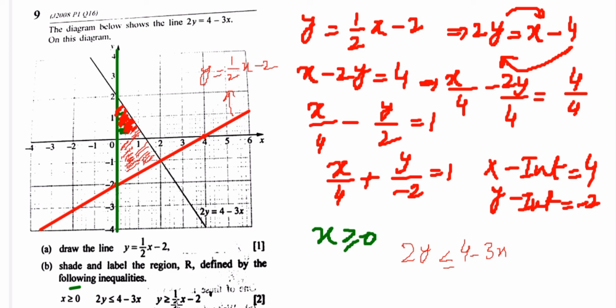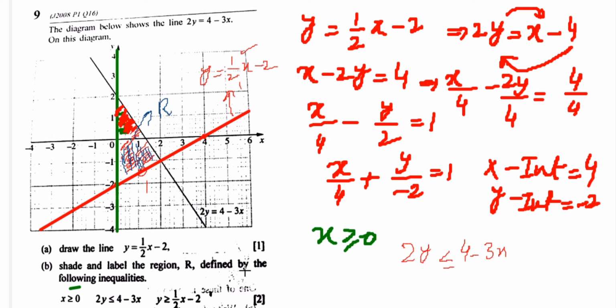The last one, y greater than half x minus 2. This line represents y is equal to half x minus 2. But we need to find the graph of the opposite inequality, y greater than or equal to half x minus 2. Suppose you are here. Now we need to find all those numbers which are greater than y is equal to half x minus 2. So in which direction will you graph, below or above? Above. You will graph above this line. So this is the region R that satisfies all the inequalities.